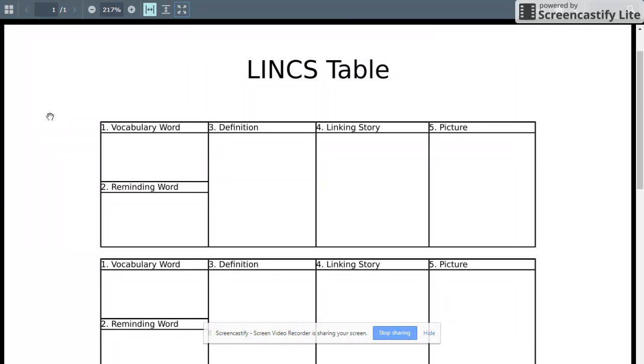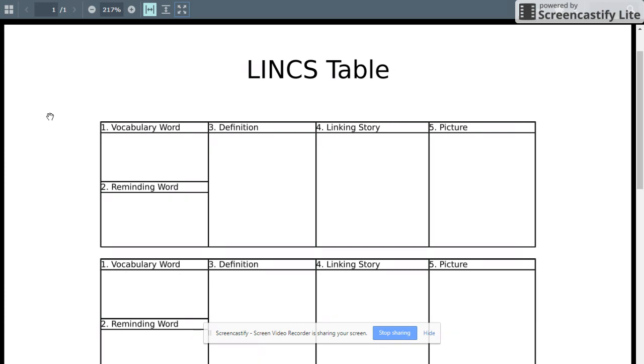The second section is called the reminding word. This could actually be a reminding word or phrase. It depends on what helps you remember what the term means. So it's basically something that helps remind you of what the actual vocabulary word means. Maybe it's an example of that vocabulary word. Maybe it's a synonym. Maybe it's an antonym. Maybe it's something that sounds similar. This is basically up to you. It depends on how you are helped to remember what the term means.